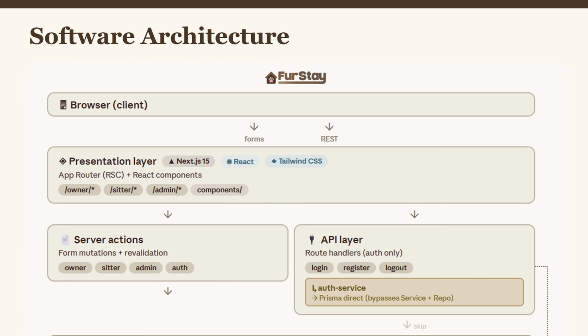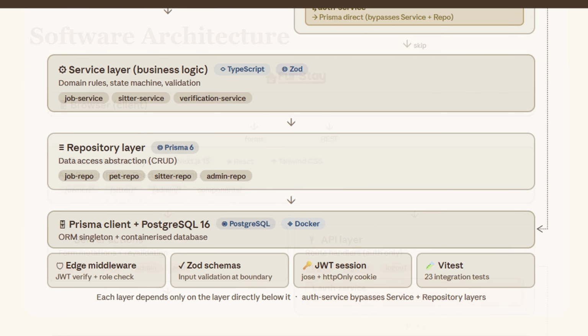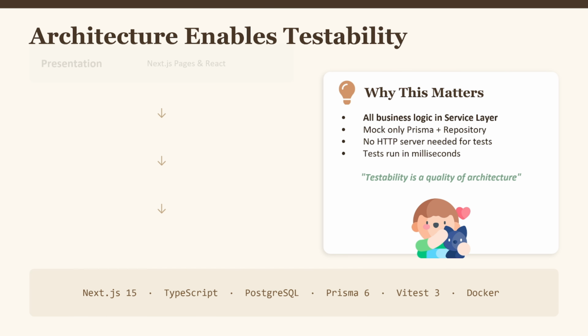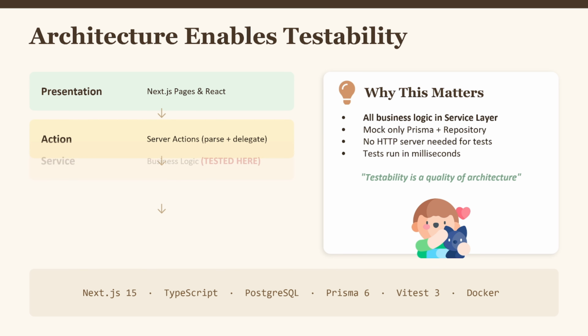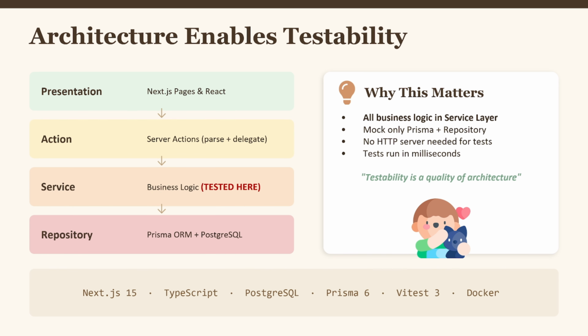Before we talk about testing, let me quickly show you why testing was actually pretty smooth for this project. We have a 4-layer architecture: presentation, action, service, and repository. The key thing is all the business logic sits in the service layer. So when we write tests, we just mock Prisma and the repository. No need to spin up a server or connect to a real database. Tests run super fast, like milliseconds.